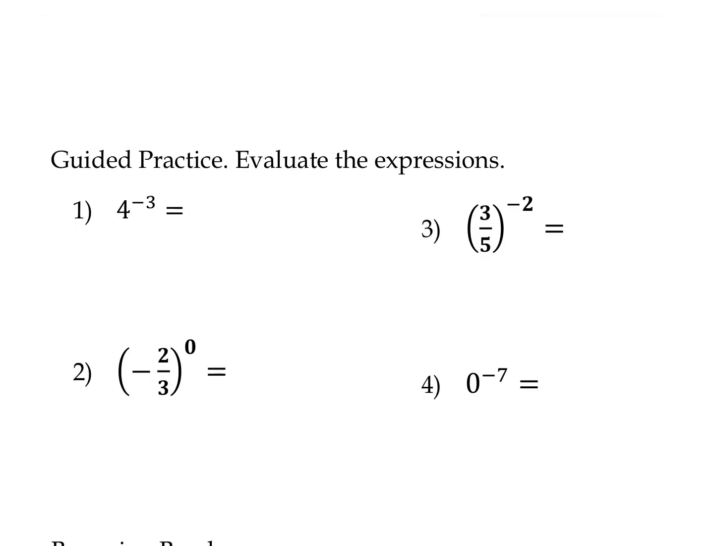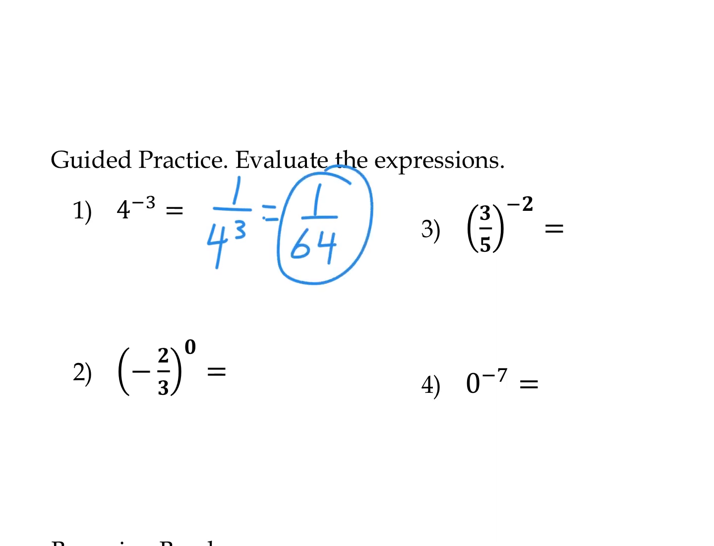All right, so let's try some example problems here. We're going to write these with positive exponents and then actually evaluate them as well. So in this first example, 4 to the negative third. The first thing we could do is write that with a positive exponent, 1 over 4 to the third. 4 to the third is 64, so that'd be 1 over 64.